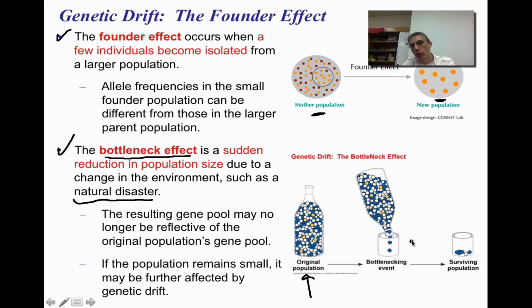If you notice, the only marbles that came out were the blue marbles and maybe one white marble. And so the surviving population, because of that bottleneck effect, is more blue as opposed to the mixture of the whites and the yellows and the blues. And so that's definitely going to affect the allele frequencies within that surviving population.